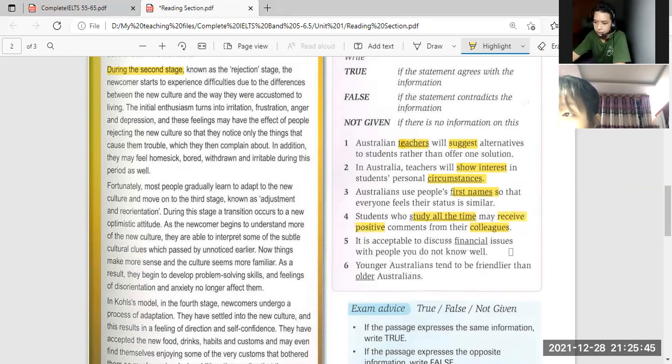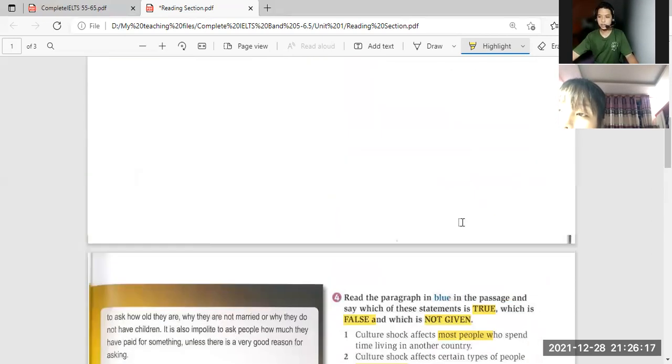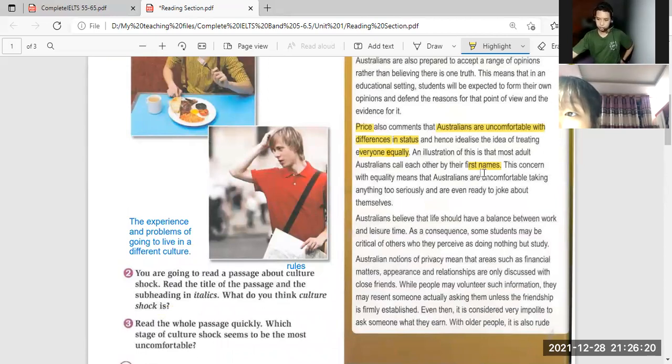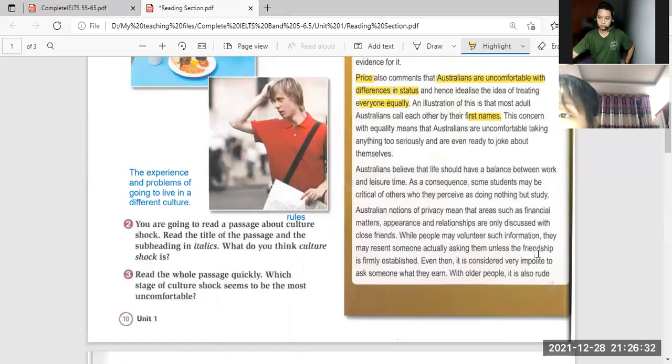Okay, may receive. Do you understand the meaning of receive? No. Okay, receive means take, may take. Can you understand the meaning of take? Yes. Okay, may take positive comments from their colleagues. So it means that the students who study all the time, they will get positive comments from their friends. Okay, let's find out study all the time. Can you find study all the time here? No. Okay, there's no study all the time, but you can read it from here.